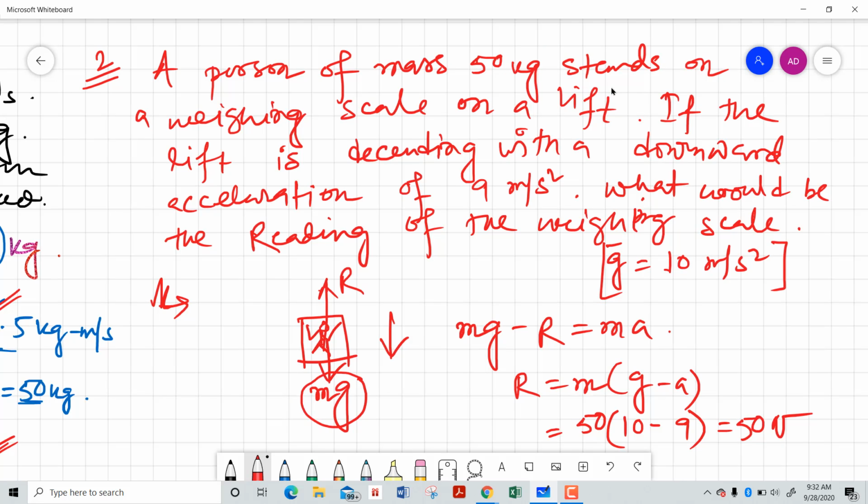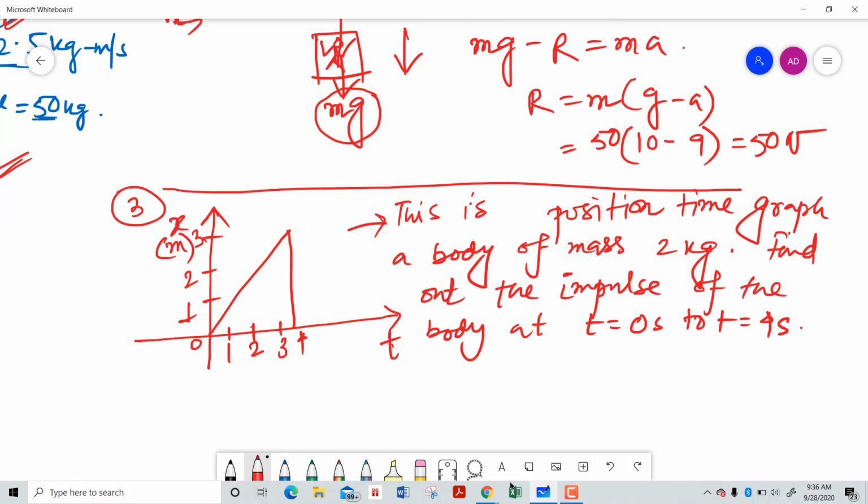Now let's move to the next question. This is the position-time graph of a body of mass 2 kg. It's given here, and you have to find the impulse on the body from t equals 0 seconds to t equals 4 seconds.